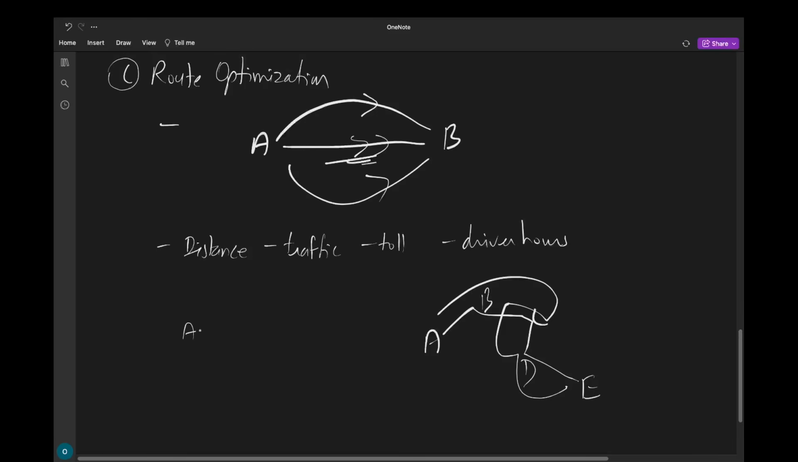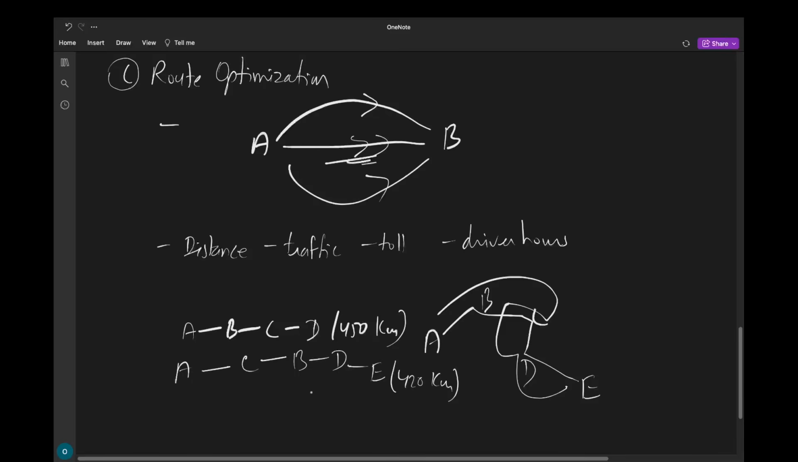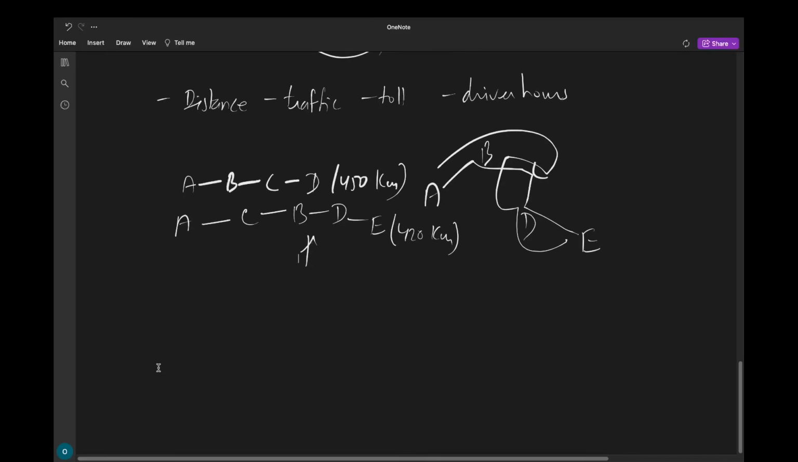Say we have gone from A to B to C to D, and it took 450 kilometers. But if we go from A to C to B to D to E, it may take 420 kilometers, for example. Now, since this is saving 30 kilometers, it's better, the second one. Okay. So that was route optimization.